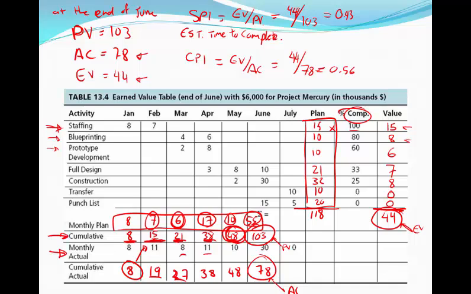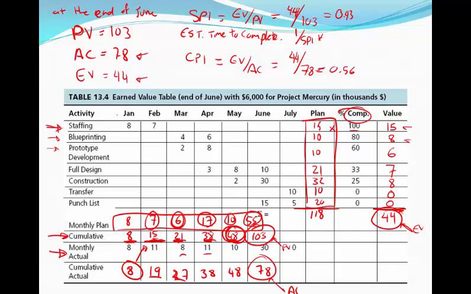Now we talked about forecasting your estimated time to completion. The formula for estimating time to complete is 1 divided by your SPI value times the total number of months for this project. Or if the project is measured in days, then it will be the total number of days for the project. Or if the project is measured in weeks, then you multiply it by the total number of weeks you've planned for this project.